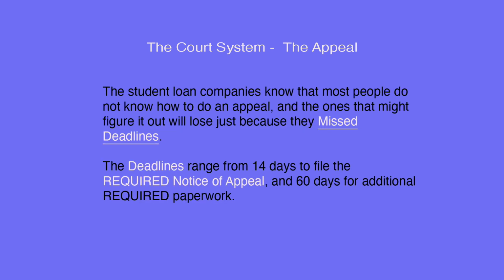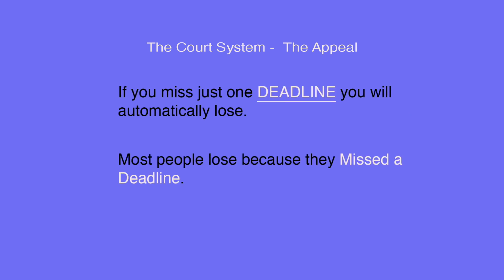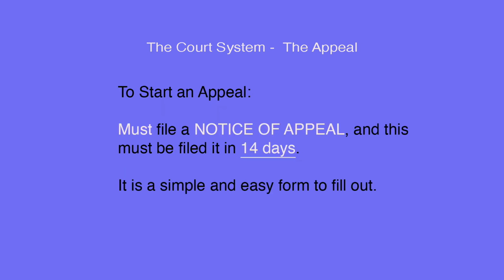The student loan companies know that most people do not know how to do an appeal, and that ones that might figure it out will lose just because they miss deadlines. The deadlines range from 14 days to file the required notice of appeal and 60 days for additional required paperwork. If you miss just one deadline, you will automatically lose. Most people lose because they missed a deadline. In order to start an appeal, you must file a notice of appeal, and this must be filed in 14 days. It is a simple and easy form to fill out.